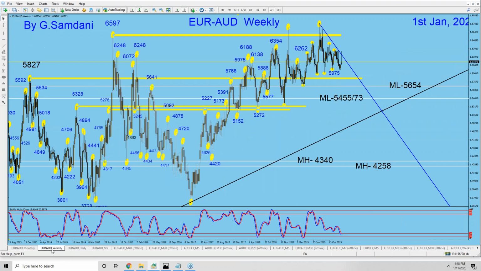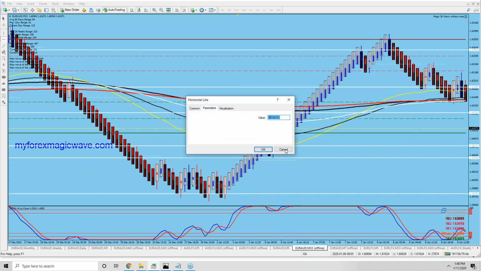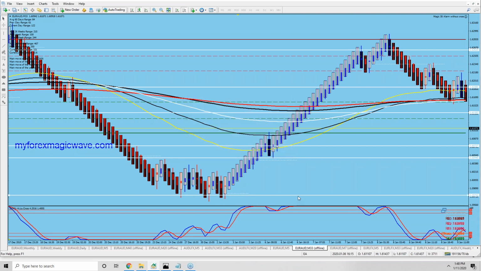Let's take a look if we have anything. 59.85. We have 59.75. If you draw that 59.75, where is it? Let's see. 59.75 would be right there, right? So are we going to get a bounce from there?